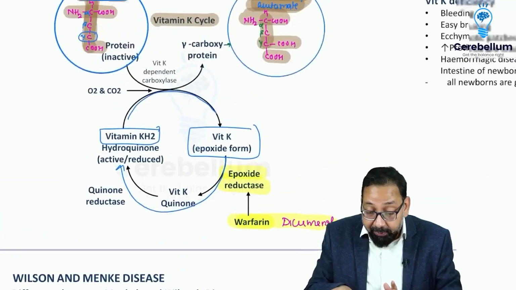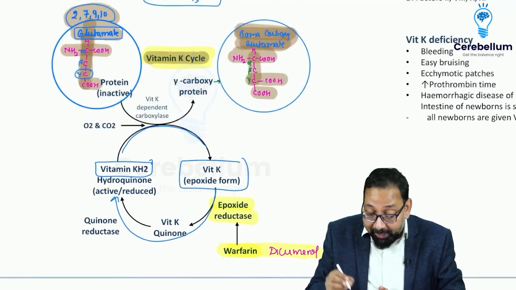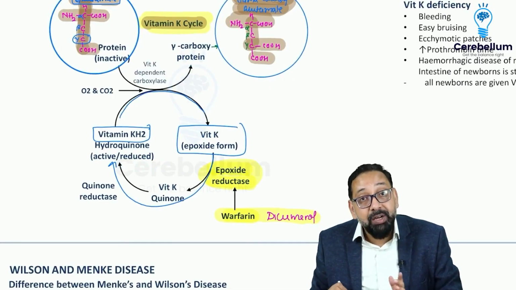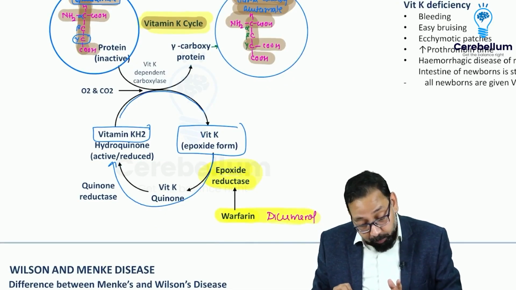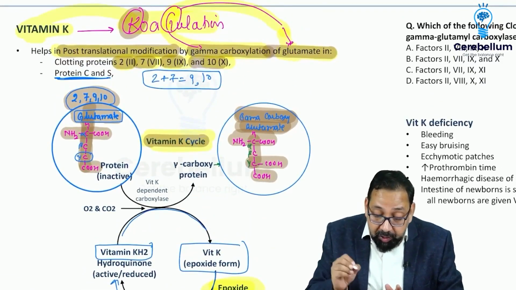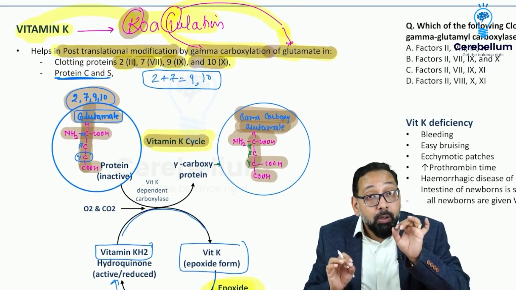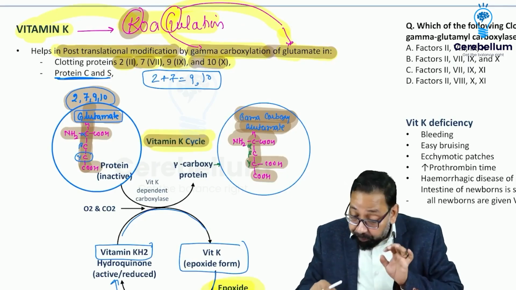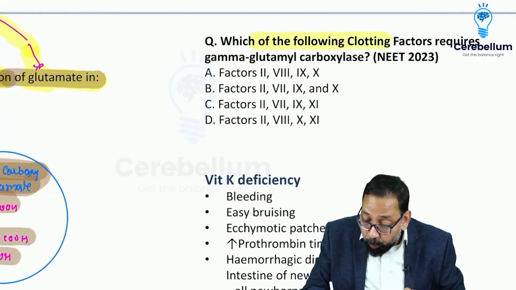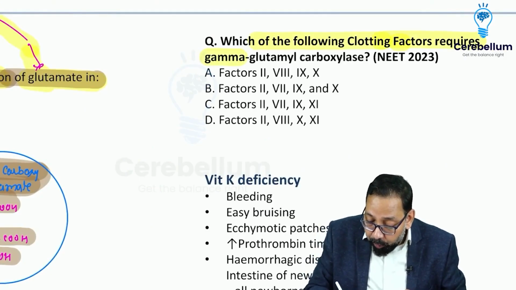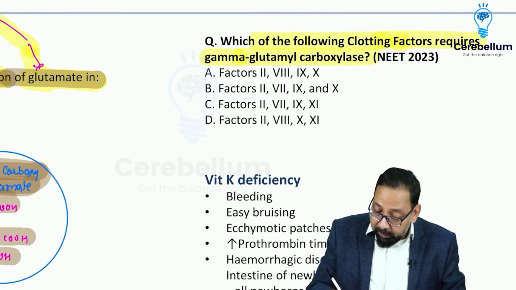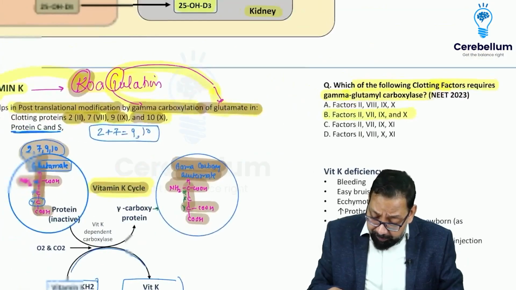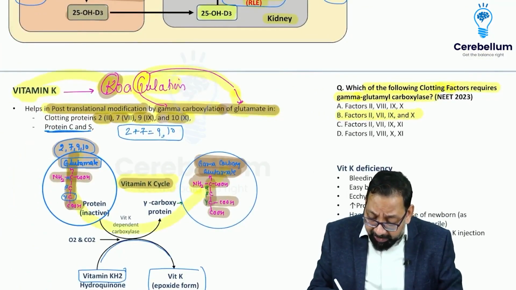This question is asked. They will give you this vitamin K cycle and they will tell you that this is the enzyme inhibited by a drug. What is the drug? The drug is warfarin or dicumarole. So this is post-translational modification of clotting factor 2, 7, 9, 10, protein C and S. This is the question: which of the following clotting factors requires gamma glutamyl carboxylase? That is factor 2, 7, 9, 10. If vitamin K is deficient, then clotting factors will not be activated.